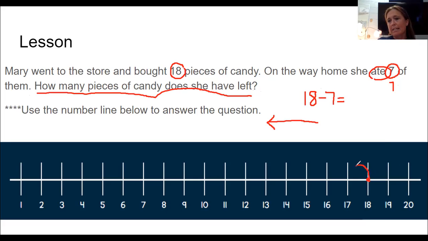Our first jump goes from 18 to 17, so that's 1, 2, 3, 4, 5, 6, 7. So let's double check. We have one jump, 1, 2, 3, 4, 5, 6, 7. So 18 minus 7 is 11. Because that is the last number that we landed on when we subtracted the 7 candies by showing 7 jumps.